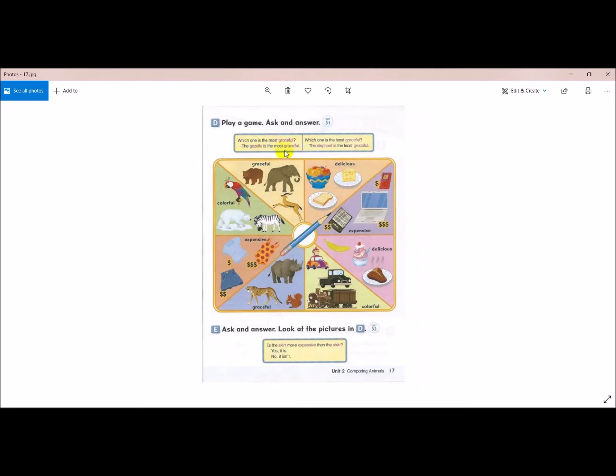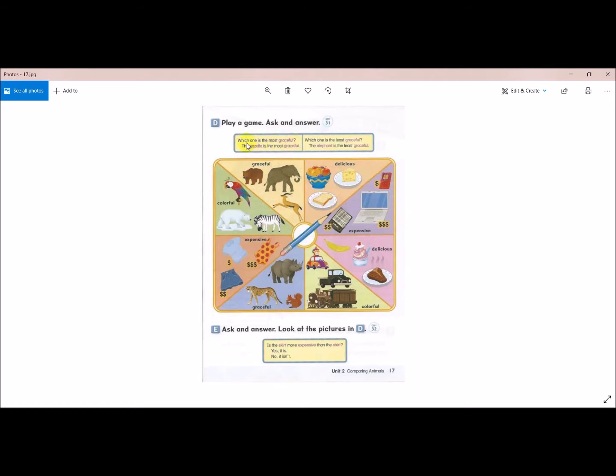The gazelle is the most graceful. Which one is the least graceful? The elephant is the least graceful. You see how many pictures: 1, 2, 3, 4, 5, 6, 7, 8 pictures here. But here they're comparing 3 things. Now you look at this and you can make the question according to this sample.